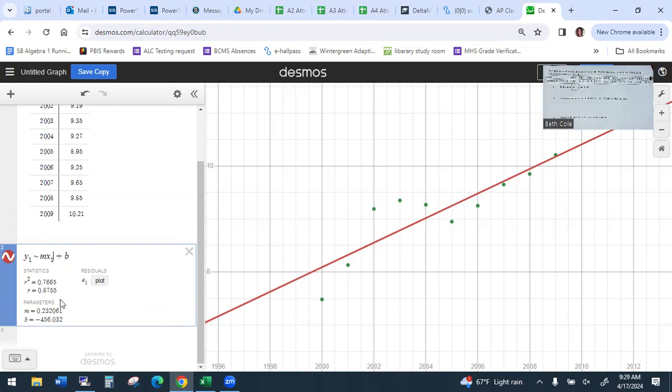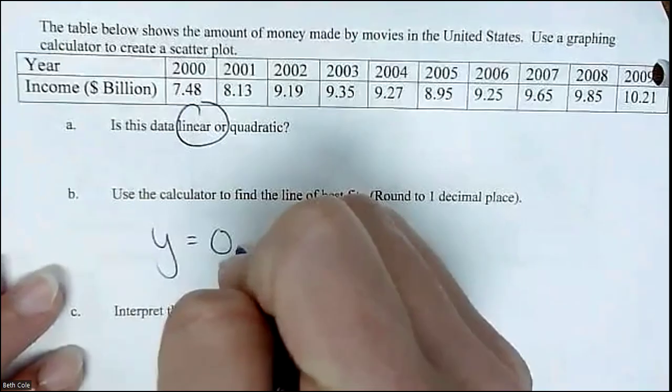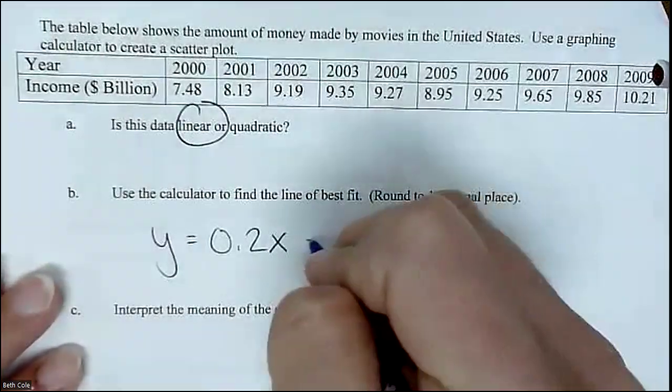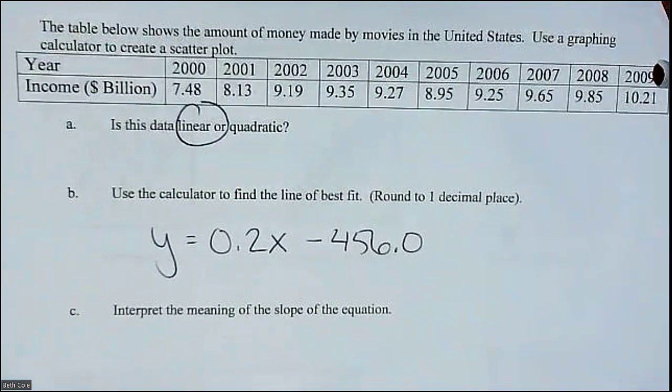So if you're in the back, you might not be able to see that real well, but it says 0.2 for M, and it says negative 456.0 for B. You guys see that? So what you're going to write on your paper is y equals 0.2x minus 456.0. Let me go back to make sure I copied that right. Yeah, 0.2x negative 456. I can't have both screens up there at the same time because I only have one projector. Okay, so I have to go back and forth.